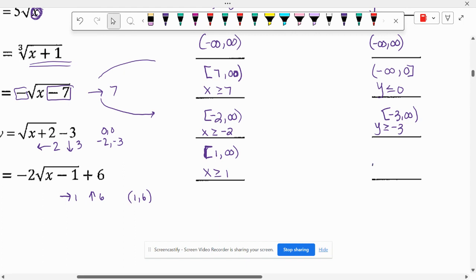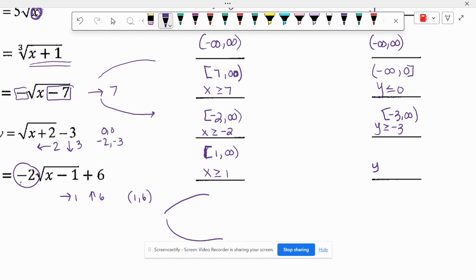And y, what happens out front? Is this graph going like this or is it going like this? What does this negative do? It reflects it, right? So instead of y being greater than 6, y has got to be less than or equal to 6. So negative infinity, comma, 6.